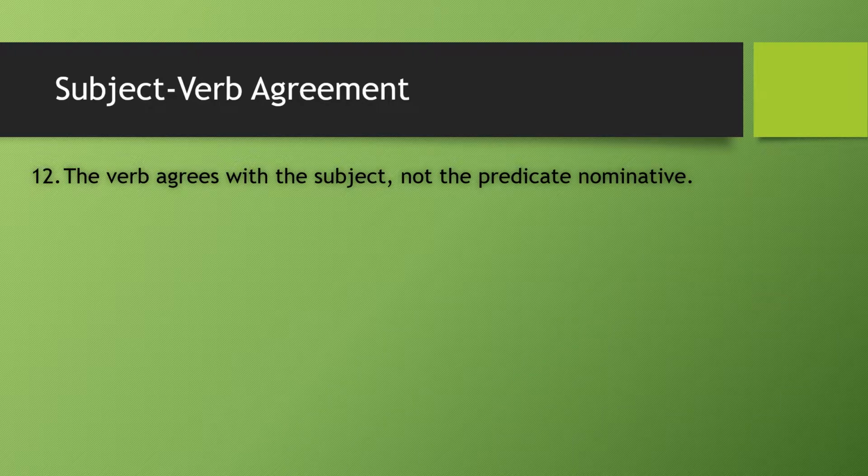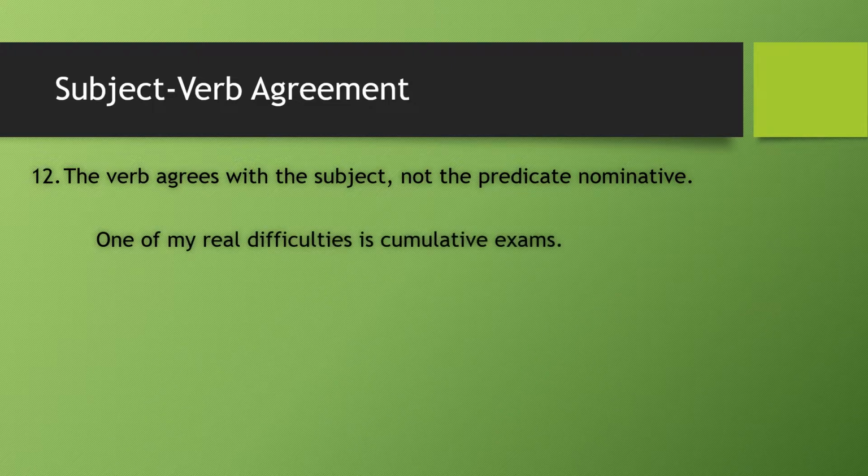Rule number 12. The verb agrees in number with the subject, not the predicate nominative. One of my real difficulties is cumulative exams. Now in this sentence, we have to first of all determine the subject of the sentence. Now we have the word difficulties right before the verb. Difficulties is plural, but we have a singular verb. Why is that?